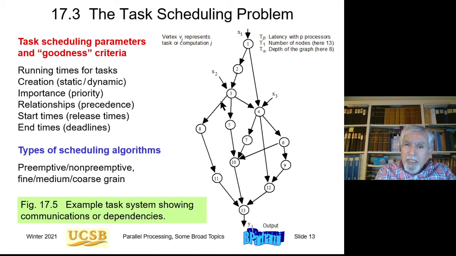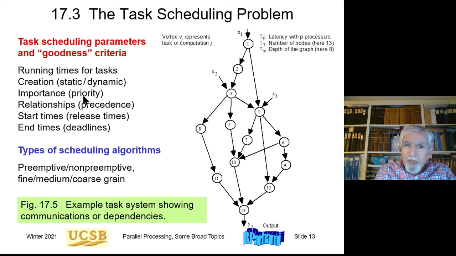Tasks may have importance or priority. We do want to execute all of these tasks, but some of them may be more important than others. If these tasks are, for example, various tasks executed on a spacecraft, some tasks that have to do with guidance and control of the spacecraft may be more important than other tasks that deal with imaging or other less critical tasks.